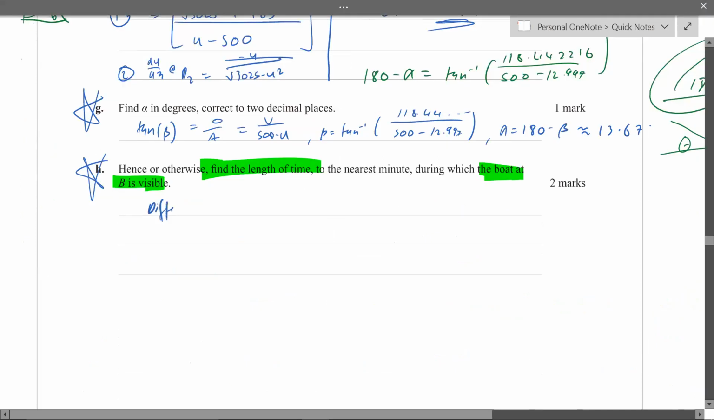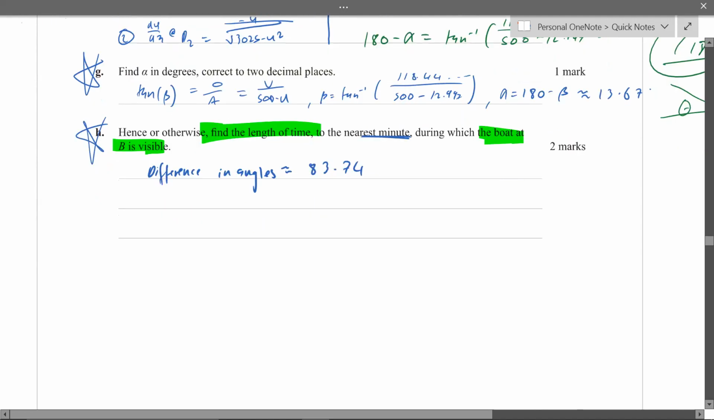So the difference in angles is 83.74. I would recommend using all the decimals from the previous questions, because I'm pretty sure you get something like 83.736, just for more precision, more decimal points. In this case it doesn't really matter because it's asking for the nearest minute, but good habits. So yeah, the difference in angles is 83.74.